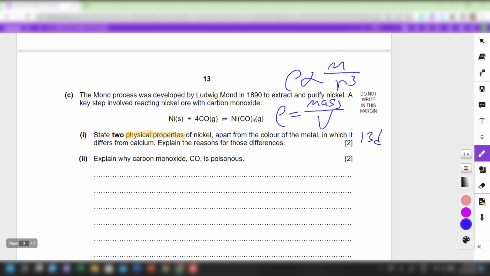But for our case here, if you are comparing directly with calcium, nickel's atomic mass is definitely greater than that of calcium.